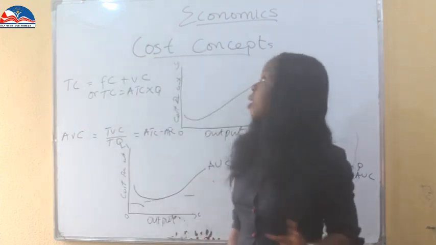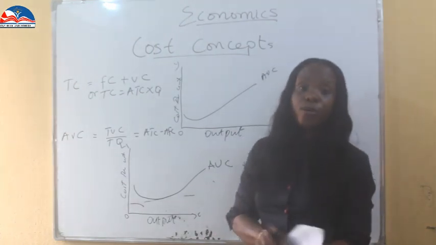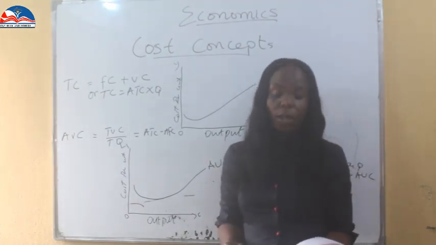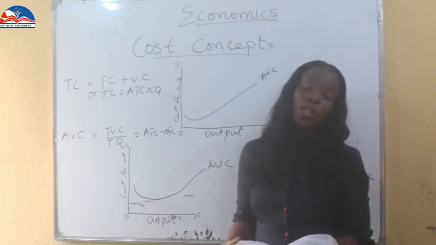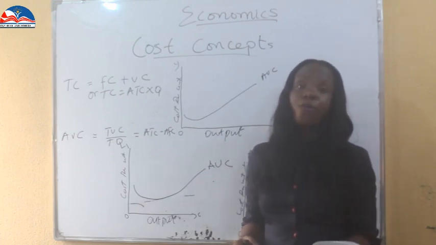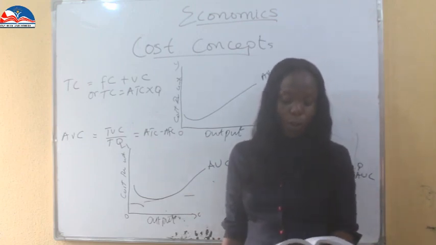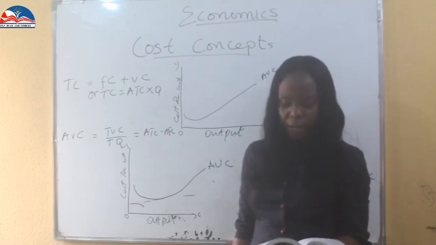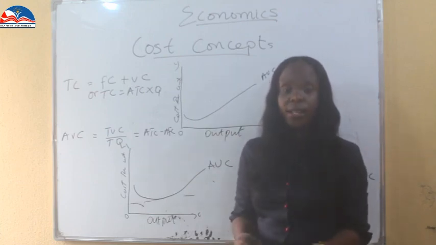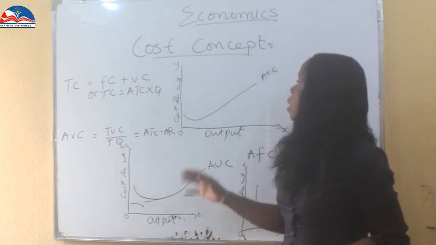So this is the cost concept. We have seen a number of it. We have seen fixed costs, we've seen variable costs, we've seen total cost, we've seen average cost, we've seen average variable cost. We are yet to get our marginal cost. So let's look at the last cost concept, which is the marginal cost.